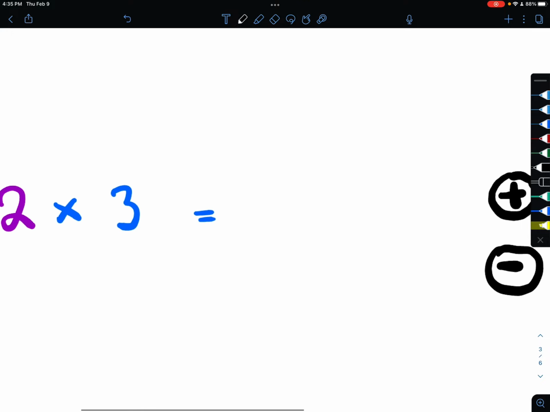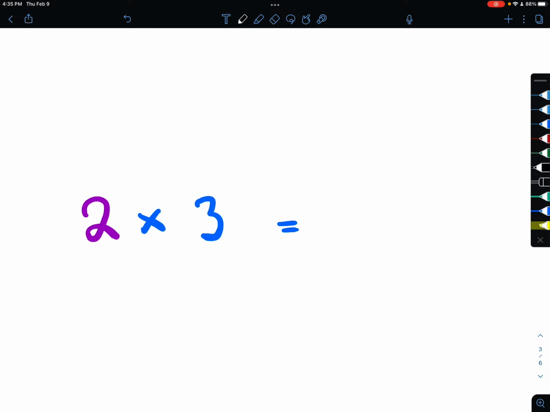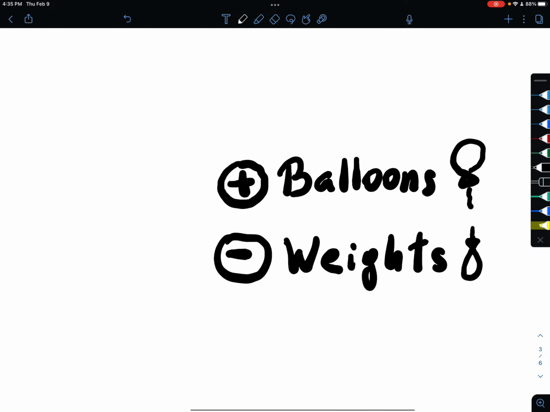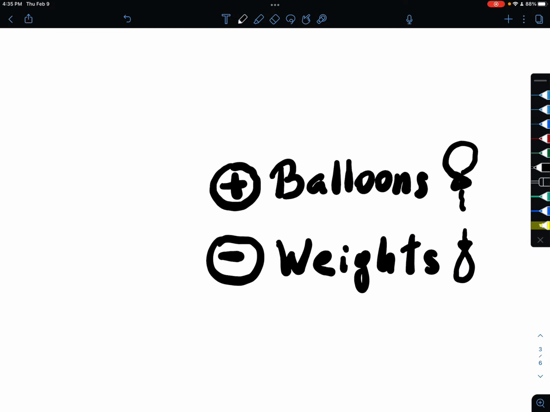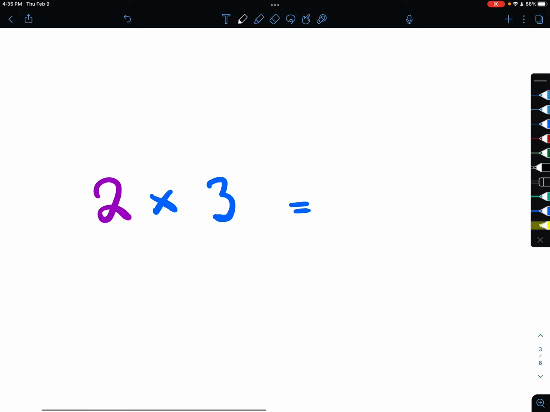Let's start with something very simple. What is 2 times 3? Of course, you know that the answer for that is 6. But let's tell this story. If we know that the positive numbers are balloons, that makes it go up, and the negative numbers are weights, makes things go down, how can we interpret 2 times 3?